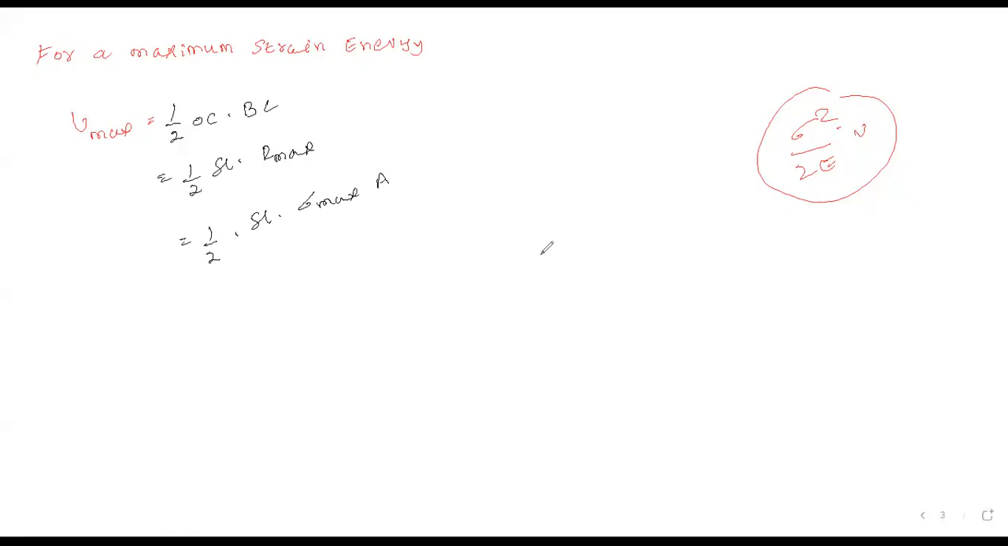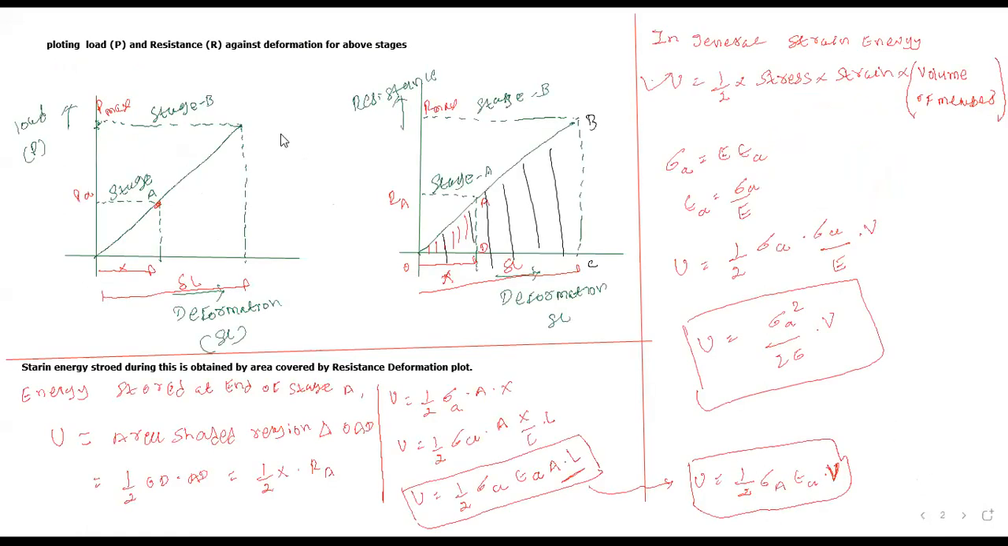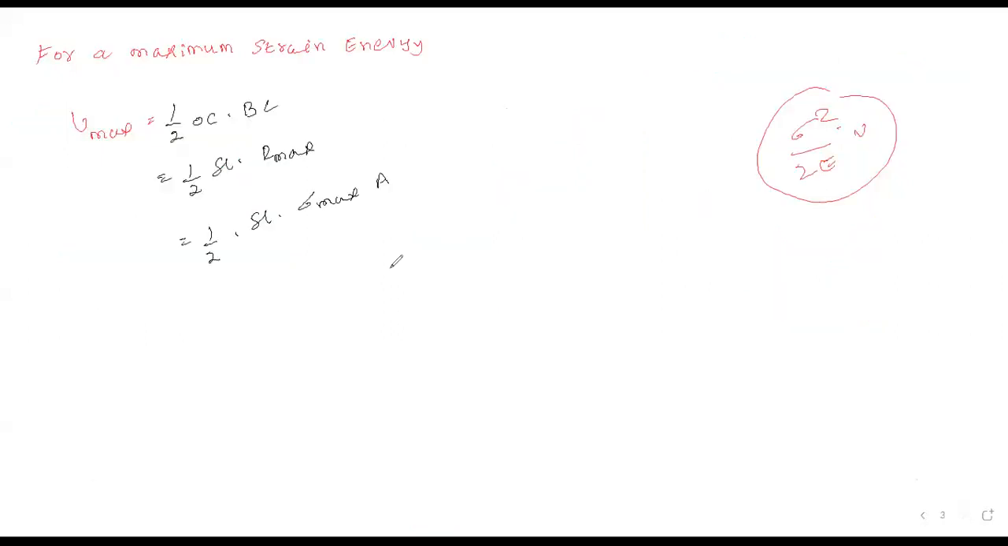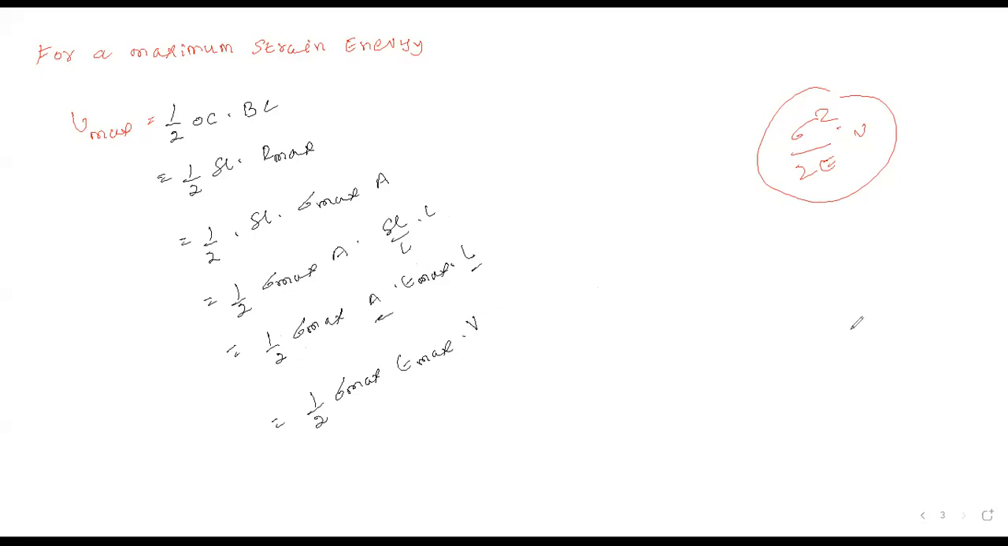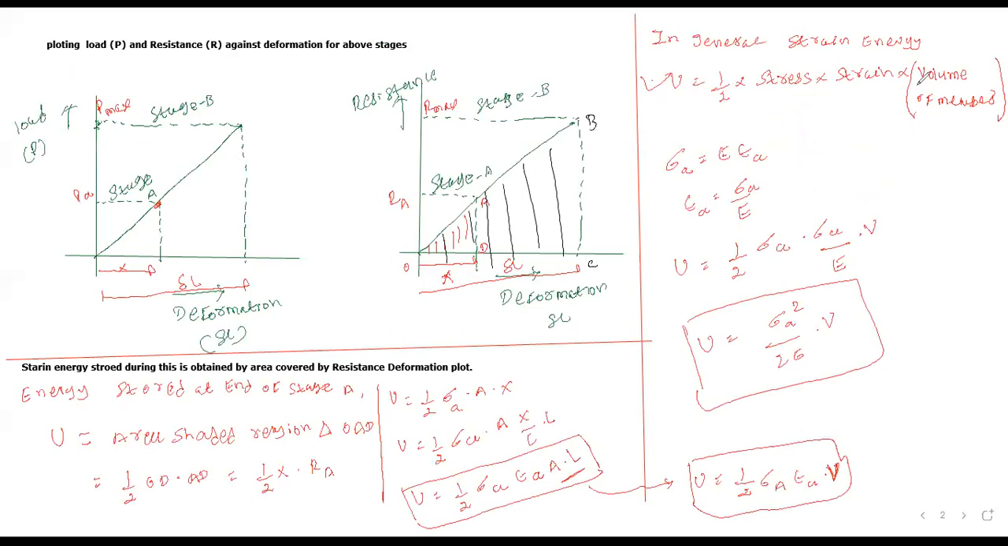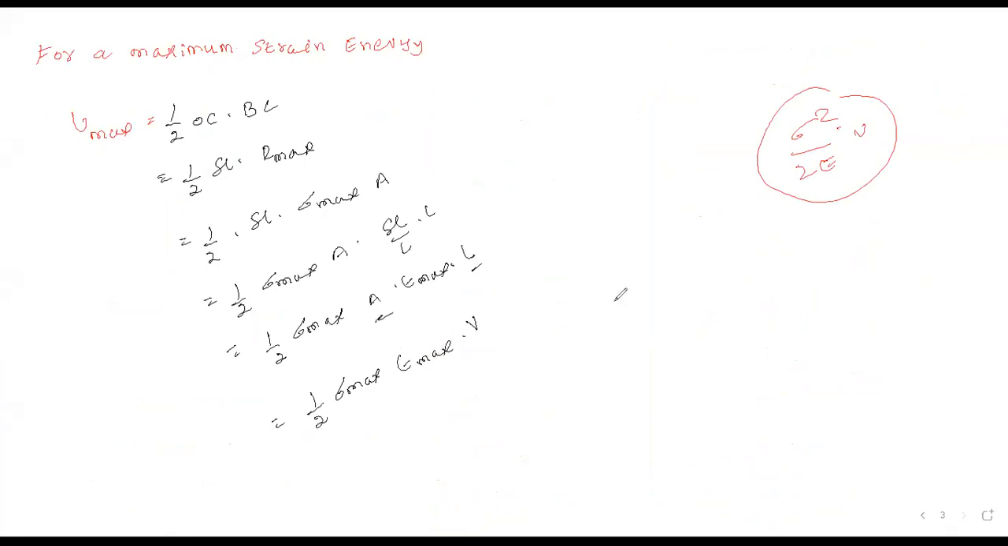Yes or no? Simple, right? So we have already calculated sigma max. Same procedure: divide by L, multiply by L, 1 by 2 sigma max area delta L by L into L. So again we can write 1 by 2 sigma max area, this is your epsilon at maximum condition, into length. Fine? So that equals 1 by 2 sigma max epsilon max. What is A into L? Volume. Is it clear? Check this equation: 1 by 2 stress strain volume of member. I hope it is clear to all of you.